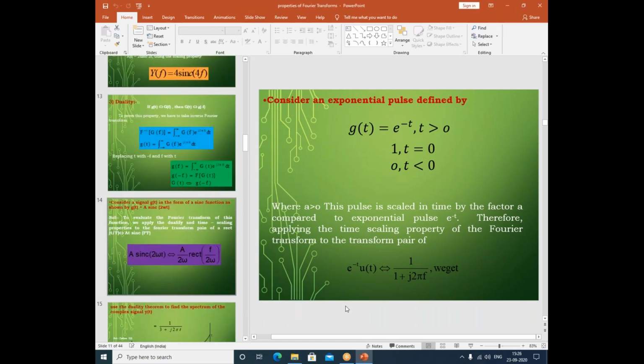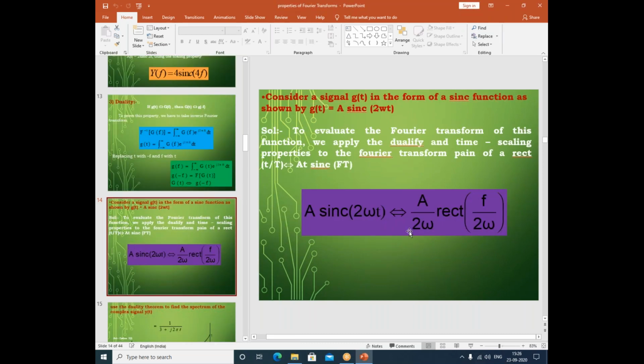Now you need to replace this function. Please try to understand. In the place of T, I can write 1 by 2 omega. So you can write T equal to 1 by 2 omega and replace it. That is how you can find the Fourier transform of AT sinc ft. We know the Fourier transform of A rect t by T equal to AT sinc ft. Now in the place of T, I can write 1 by f. Now your f is 2 omega. So you replace T with 2 omega and t with f. Then you will get this.